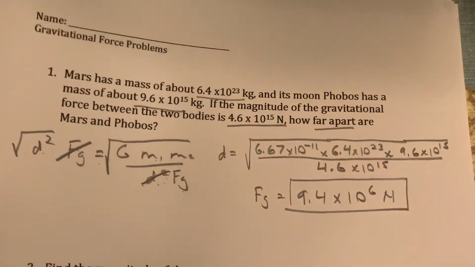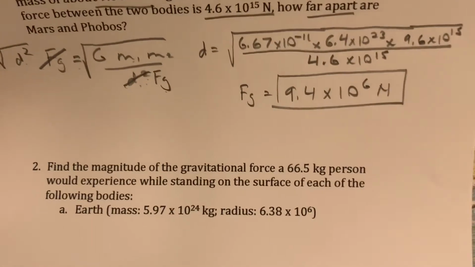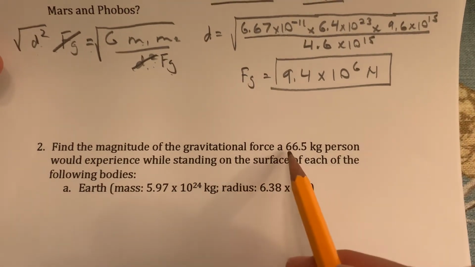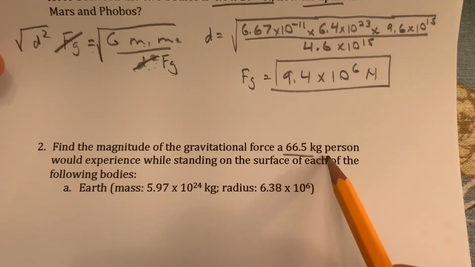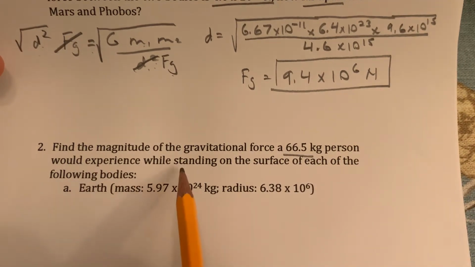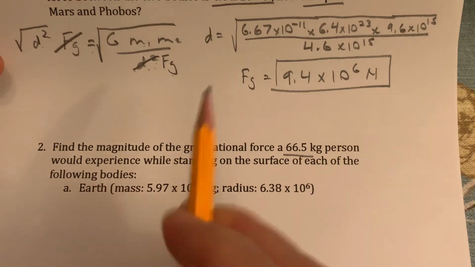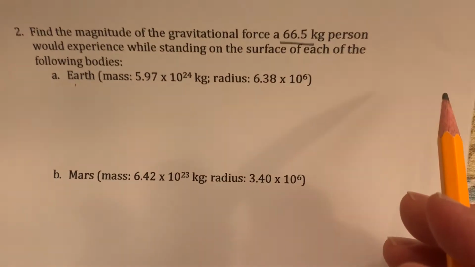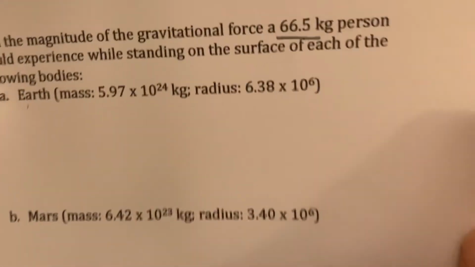All right, let's take a look at the next one. We got: find the magnitude of the gravitational force a 66.5 kilogram person would experience while standing on the surface of each of the following bodies. So we're going to look at the Earth, and then we're going to move that person to Mars, and then we're going to move them to Pluto.